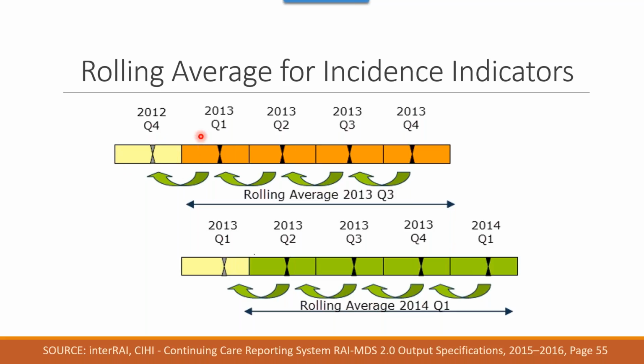And then for the incident indicators, we talked about having one extra quarter in the calculation. That's just so that this quarter can look back at that quarter. The actual denominator or the numbers are not included in the final report here. So it's still a rolling 4-quarter average that we're using.